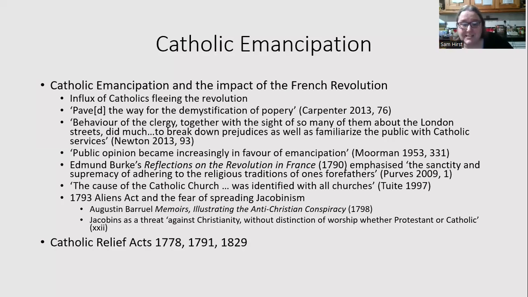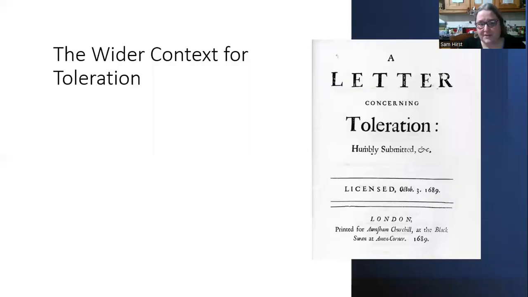So this is the context, and then what we have during the period is successive Catholic relief acts, terminating in 1829 with Catholic emancipation. So toleration was a strong debate in the period. The fact that we didn't have toleration earlier is actually connected to Protestant dissent rather than Catholicism in many ways. In the 1790s, pushes towards toleration were struck down because of the fear of radical politics in dissenting groups rather than among Catholics. So that leads us into the wider context for toleration.